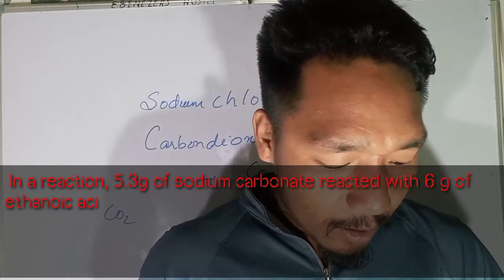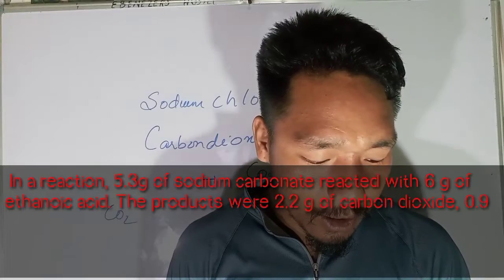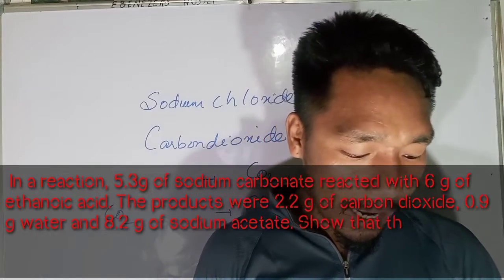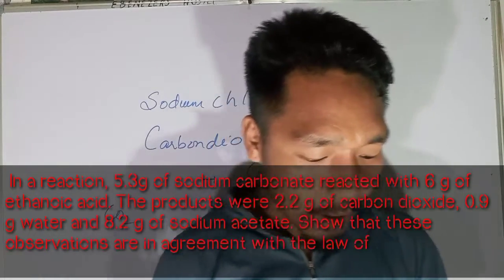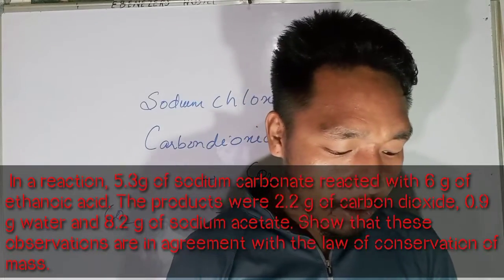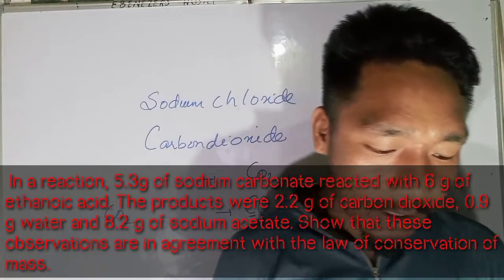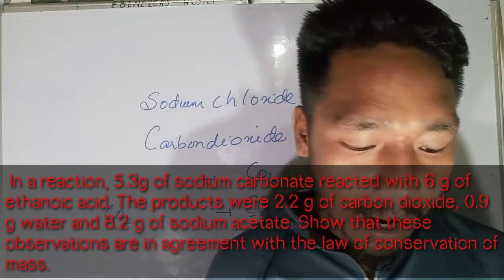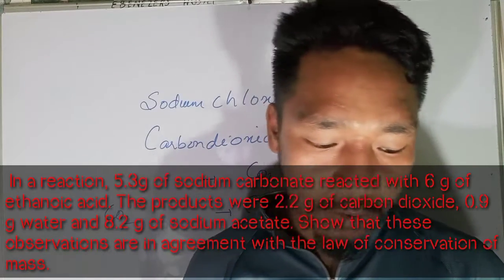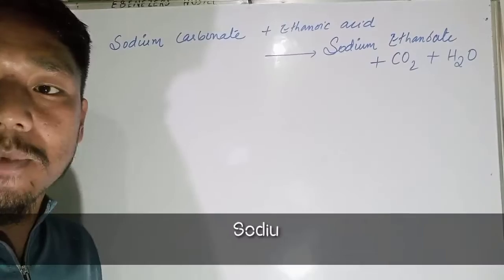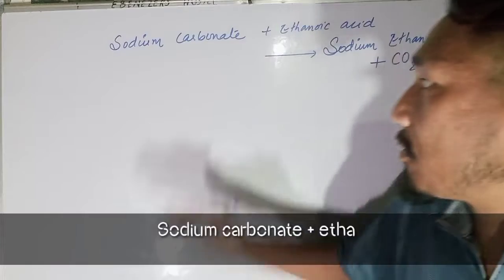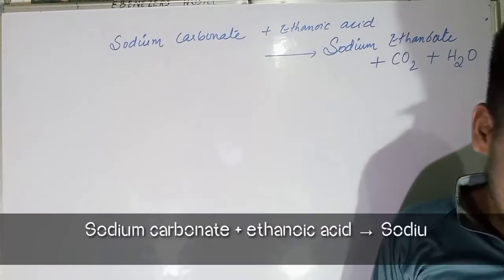5.3 grams of sodium carbonate reacted with 6 grams of ethanoic acid. The products were 2.2 grams of carbon dioxide, 0.9 grams of water, and 8.2 grams of sodium ethanoate. Show that these observations are in agreement with the law of conservation of mass. Okay, so what does it say? You see, this is a question given in your textbook.